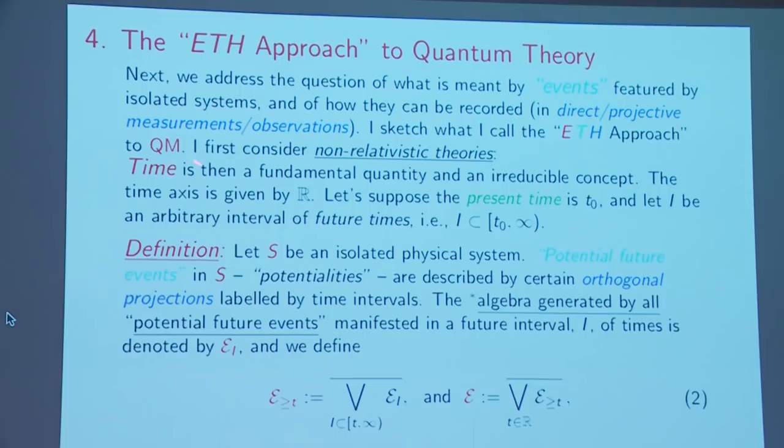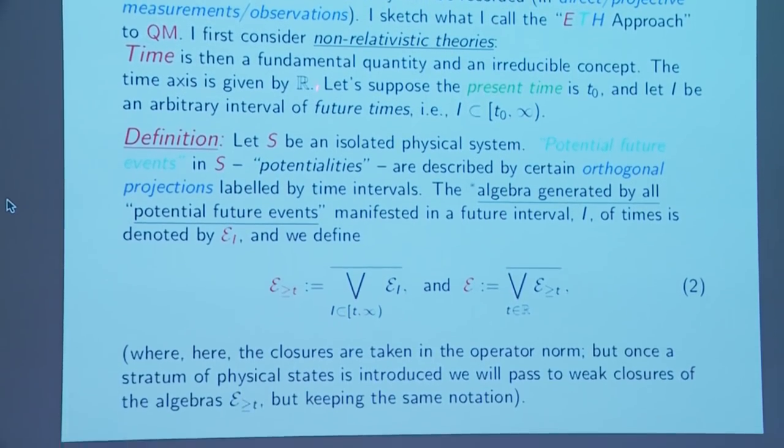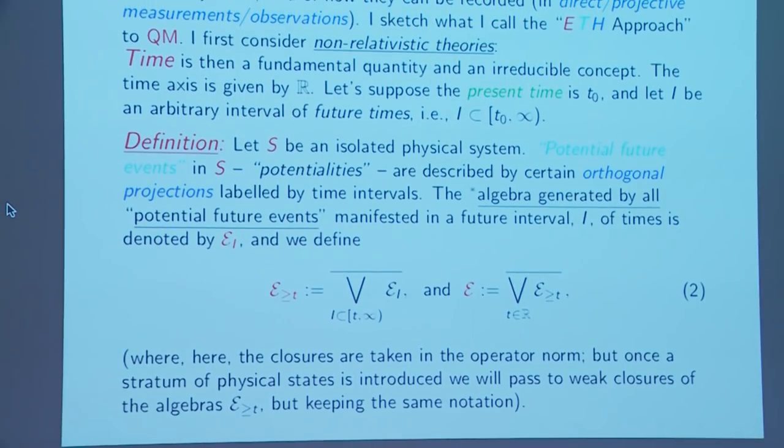All right. So, as I already mentioned at the beginning, I think time is certainly an absolutely fundamental quantity, and so I want to involve it in my discussion as much as possible. Let's suppose the present time is t naught, and let I be an arbitrary interval of future times. Here is a definition. I consider an isolated open system S, then potential future events in S are described by certain orthogonal projections labeled by time intervals in this interval t naught to infinity after the present. The star algebra generated by all potential future events, by such families of orthogonal projections located in a future interval I of times, is denoted by E sub I.